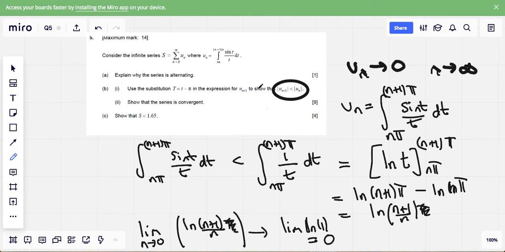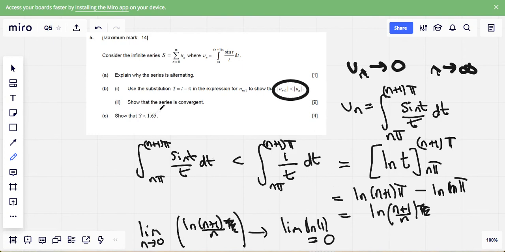So I've got two conditions. I've got my first condition, it's alternating, and also un is tending to 0. That allows me to show that it converges. Okay, just think about what's gone on there.